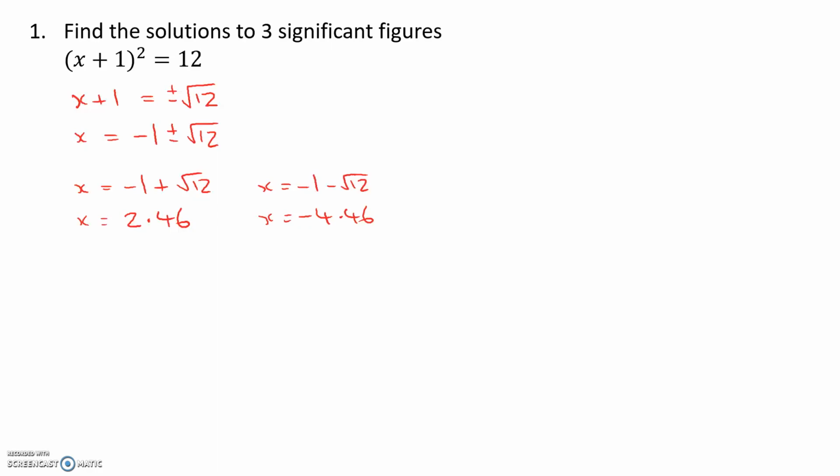Right, I said there was another way. The other way is we could use the quadratic formula, which involves you knowing that x equals minus b plus or minus the square root of b squared minus 4ac, all over 2a. This formula can only be used if we've got a quadratic that's equal to 0. So to use this, first of all, we've got (x plus 1) squared equals 12.